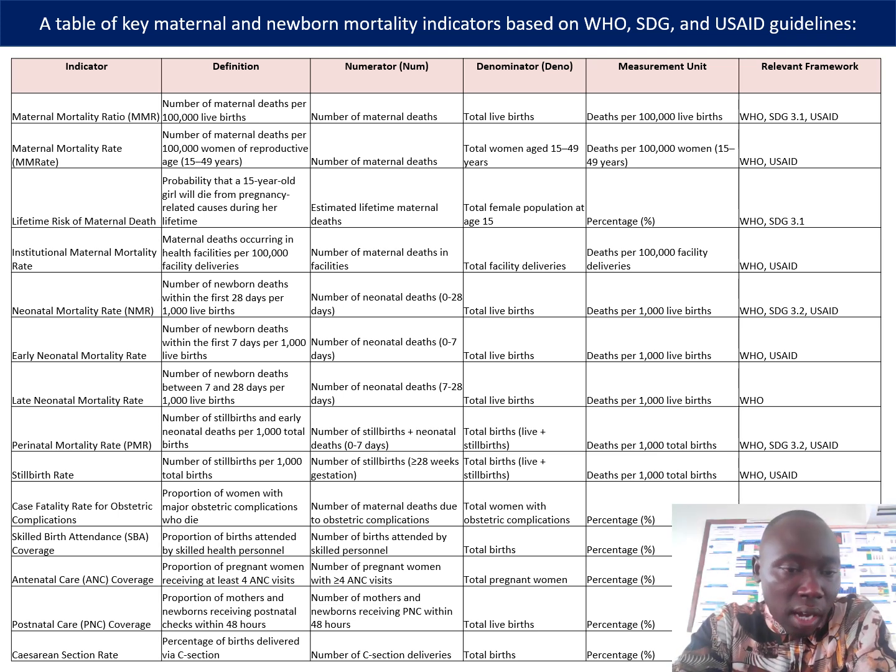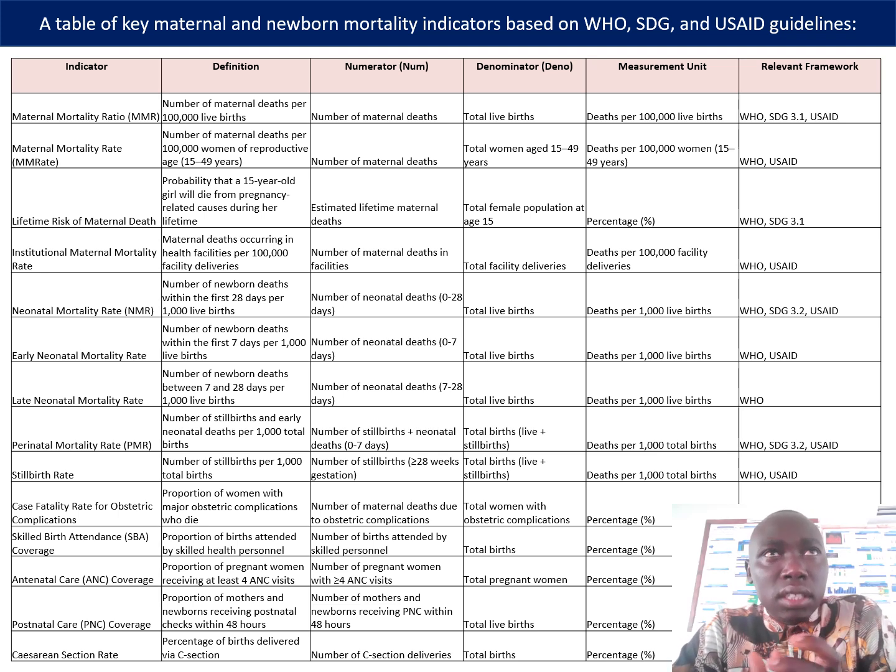Early neonatal mortality rate, we're looking at the number of newborn deaths within 7 days per 1,000 live births. So the numerator is the number of neonatal deaths 0 to 7 days. Maybe let me break this down a bit. When we look at the neonatal deaths 0 to 7 days, we are going to look at fresh stillbirth. By definition, a fresh stillbirth, in summary, is a death that occurs within the specific timeline from a facility where the delivery happens.